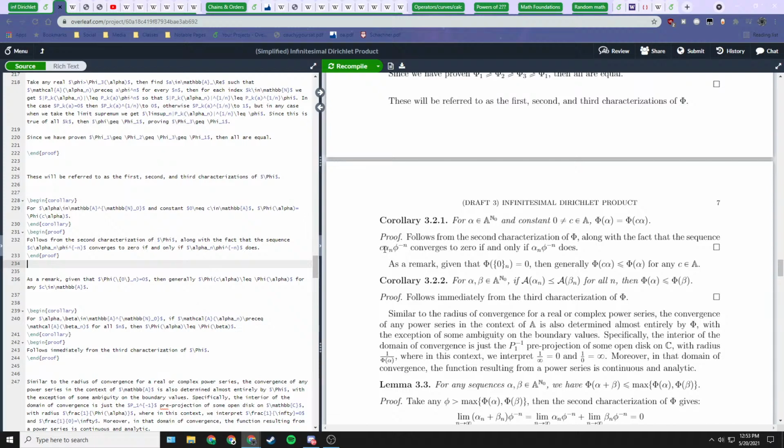Where were we? Yeah, so this will converge if and only if this converges, and this will converge to 0 if and only if this one does. And then the second characterization just gives us the result pretty immediately.